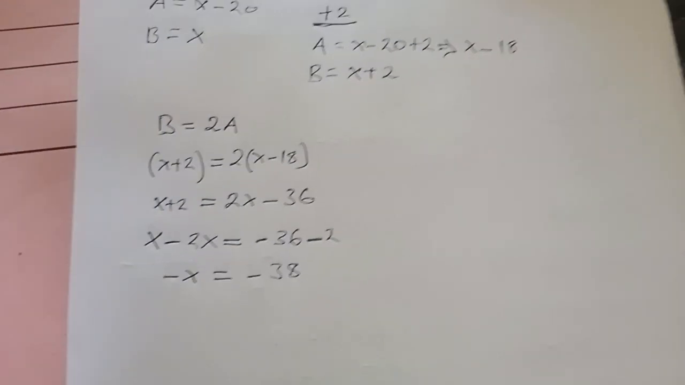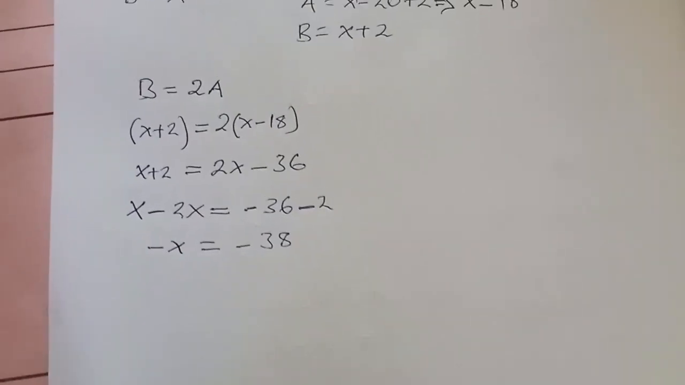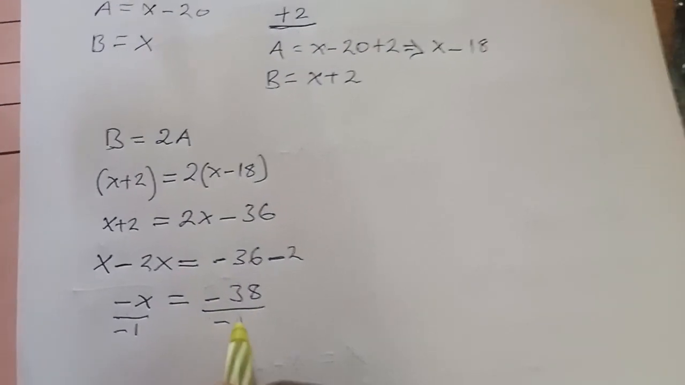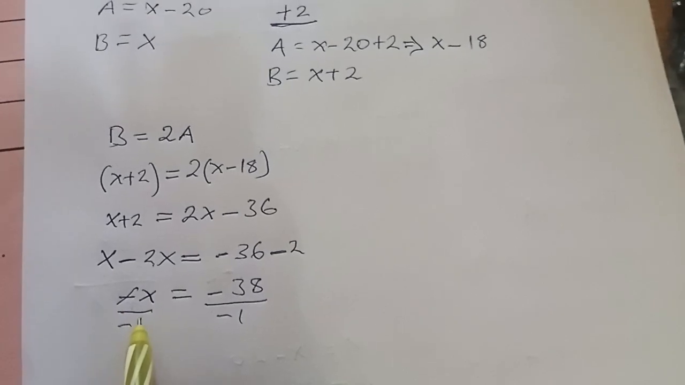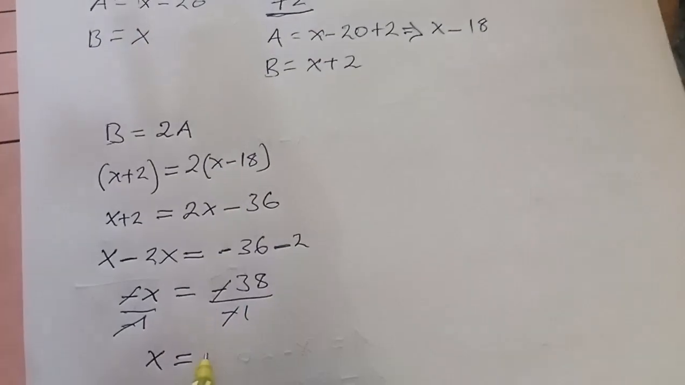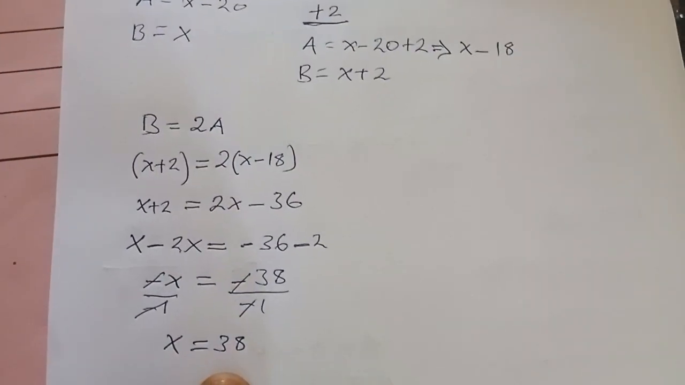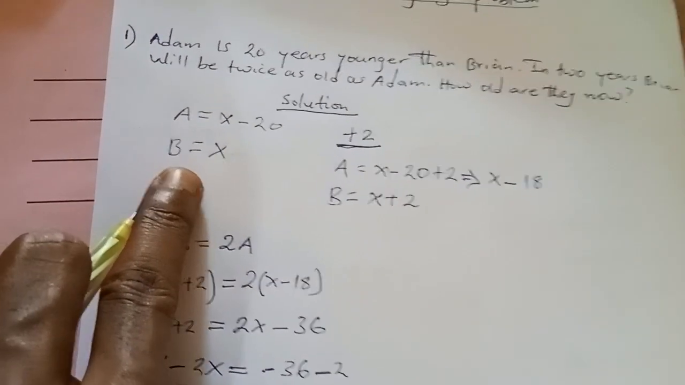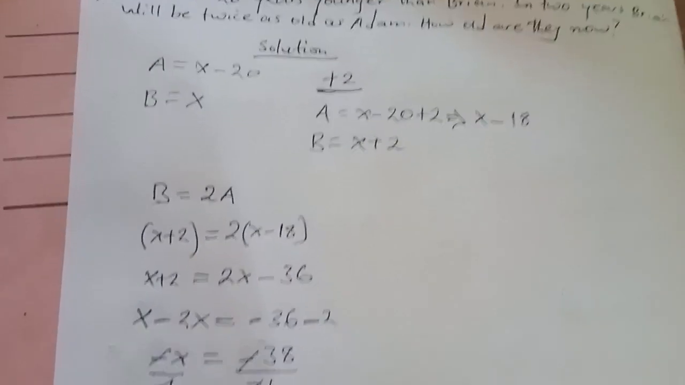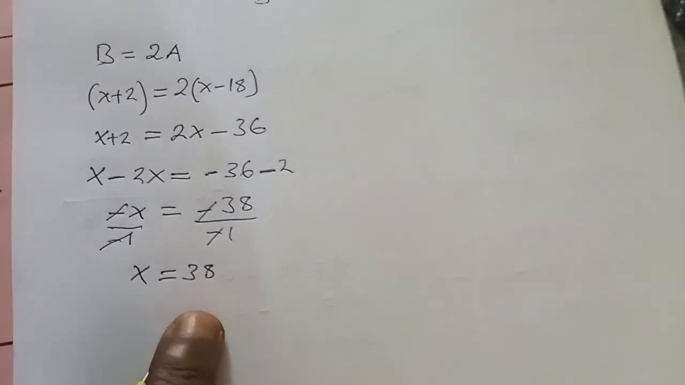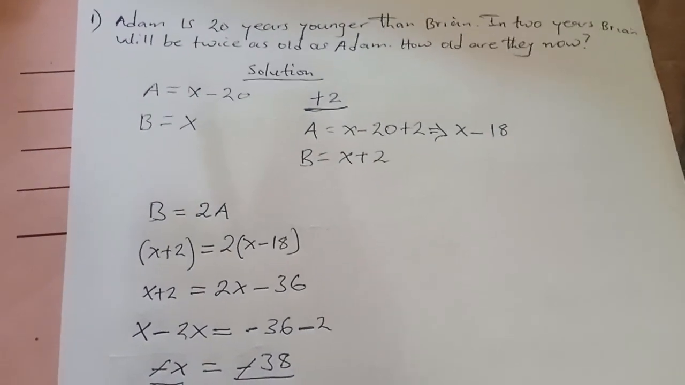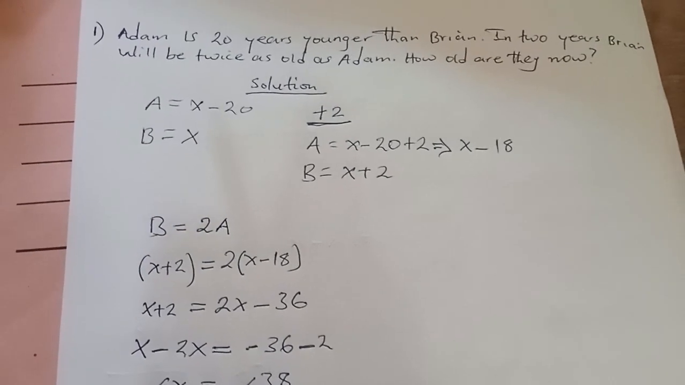Okay, so now we don't want x to be negative, right? So all we do is divide both sides by negative 1. When we do that, you'll notice that the negative cancels this negative and we're left with x. So this negative also cancels this negative and we're left with 38. The question is, whose age is this? Of course, it's Brian's, right? It's Brian's age because Brian is equal to x. So we already found the value for x. I will just put his name there so as not to confuse ourselves.